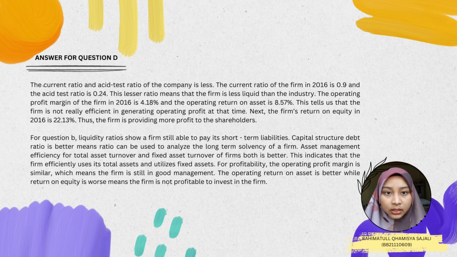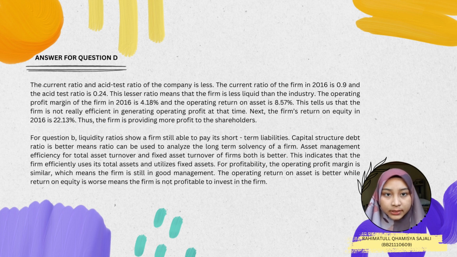For question B, liquidity ratio shows firm still able to pay its short-term liabilities. Capital structure debt ratio is better, means ratio can be used to analyze the long-term solvency of a firm. Asset management efficiency for total asset turnover and fixed asset turnover of firm both is better. This indicates that firm is efficient, use its total asset and utilize fixed asset.